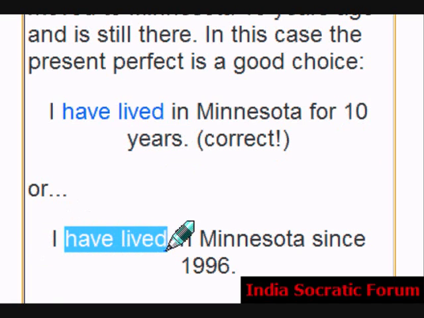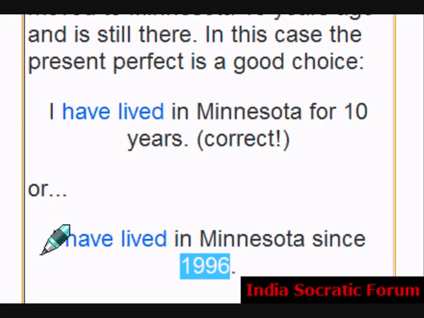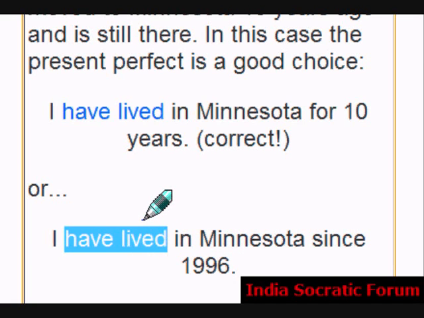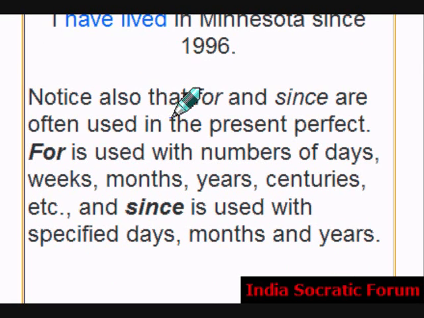Or I have lived in Minnesota since 1996. Have lived is a healthy choice. Notice also that for and since are often used in the present perfect. For is used with numbers of days like weeks, months, years, centuries, days, etc. And since is used with specified dates: since 1991, since January, like that.